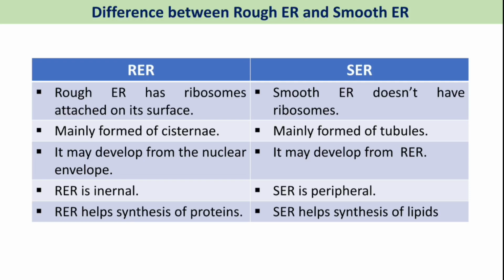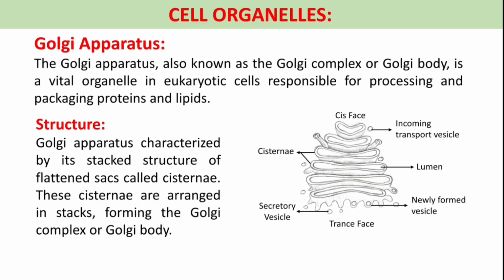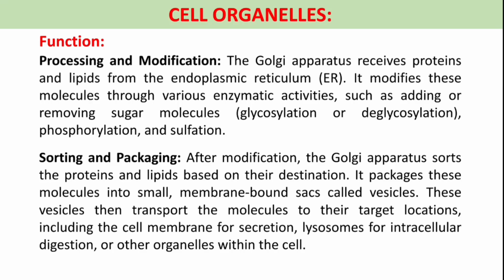Next organelle is the Golgi apparatus. The Golgi apparatus is also known as the Golgi complex or Golgi body, which is responsible for processing and packaging lipids and proteins. In structure, the Golgi apparatus also has cisternae. These cisternae form the Golgi complex or Golgi body. Next, function of the Golgi apparatus.